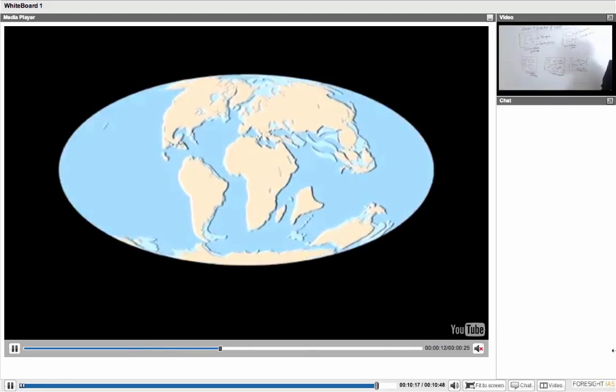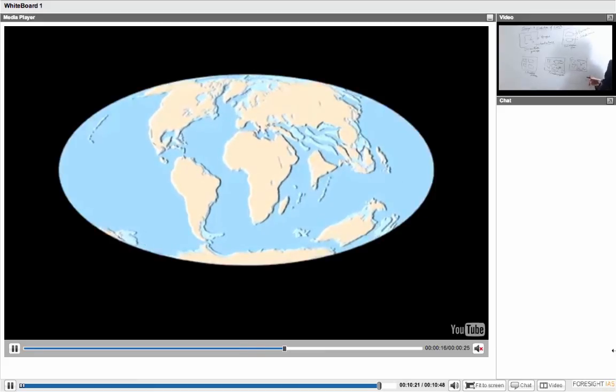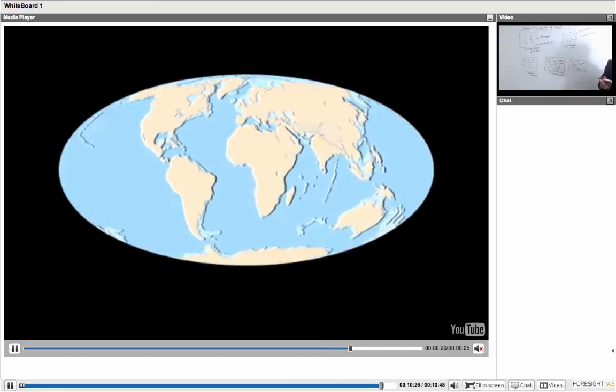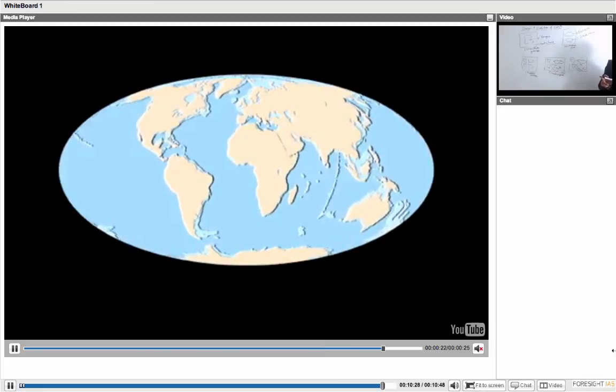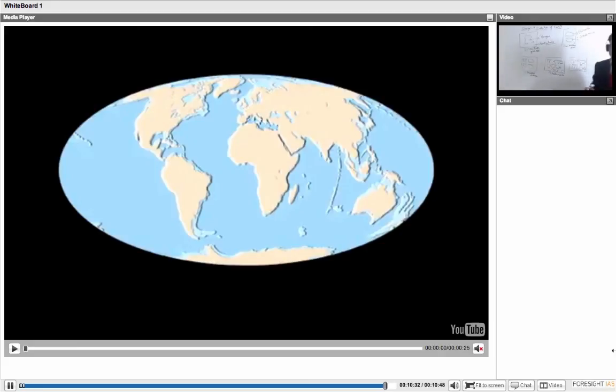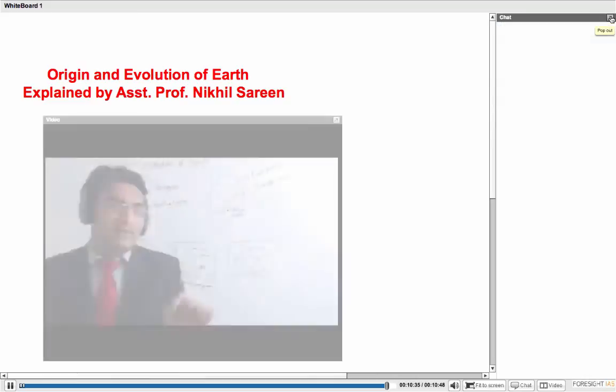Now, as you can see, this is the Indian plate. It's moving towards the north and converging with the European plate. This led to the formation of our Himalayas.